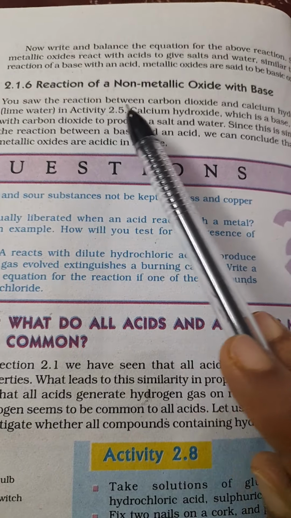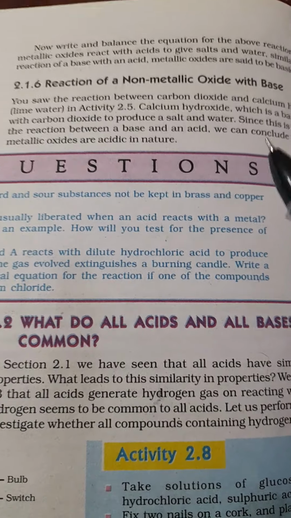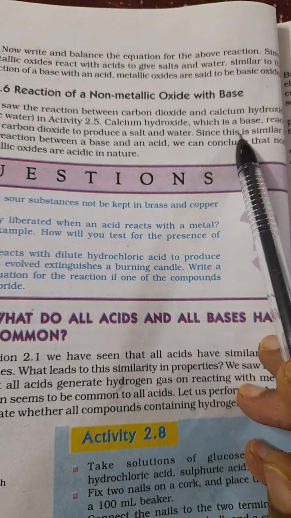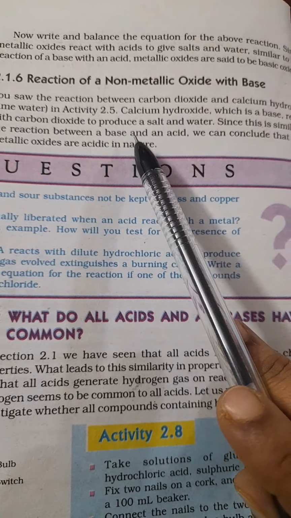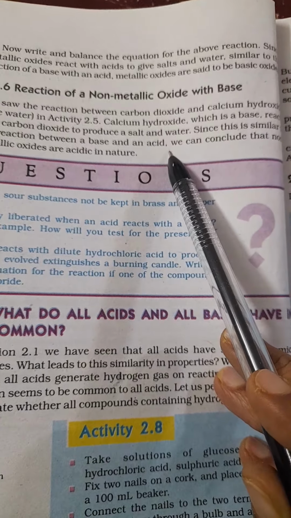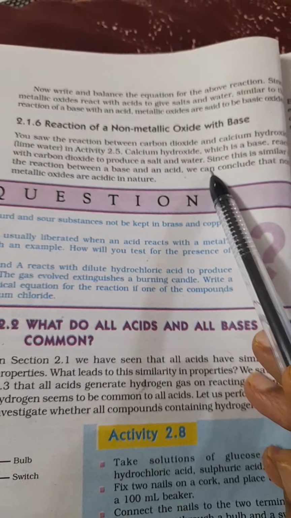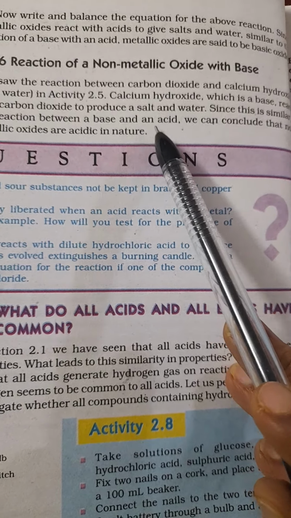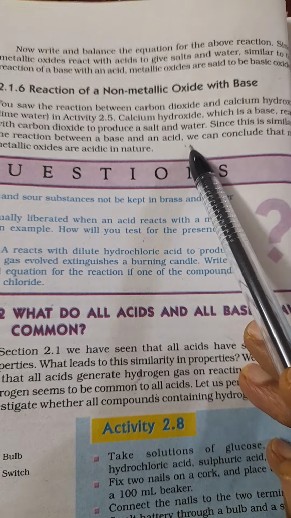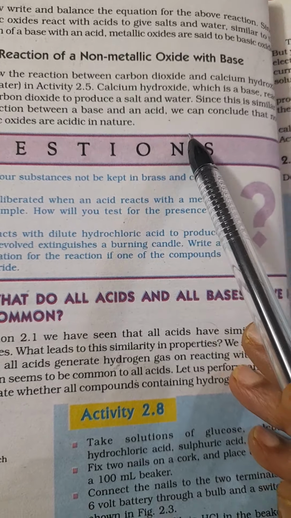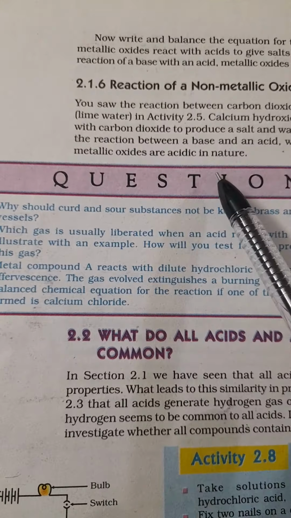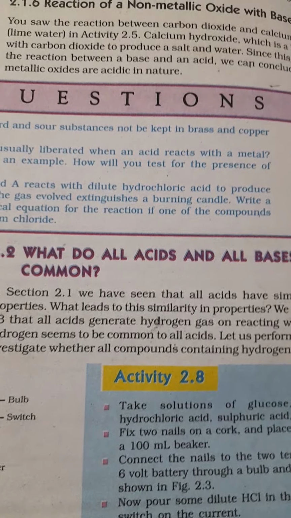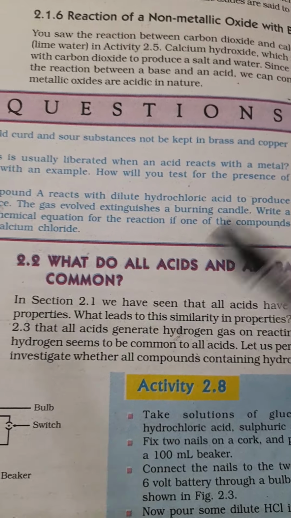Now, let us see the reaction of a non-metallic oxide with a base. We already saw the reaction between carbon dioxide and calcium hydroxide, that is lime water, in a previous activity. Calcium hydroxide is a base and it reacts with carbon dioxide to give salt and water. This is similar to the reaction between a base and an acid. So, we can conclude that non-metallic oxides are acidic in nature. Just remember, metallic oxides are basic in nature and non-metallic oxides are acidic in nature.